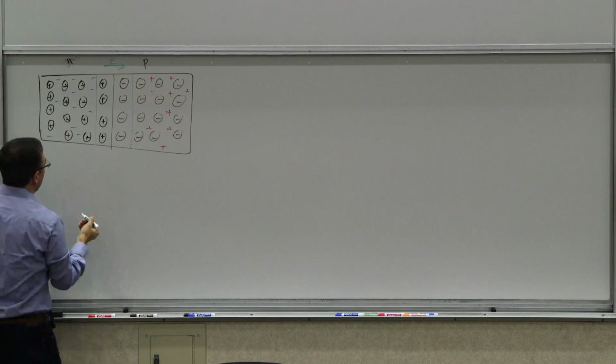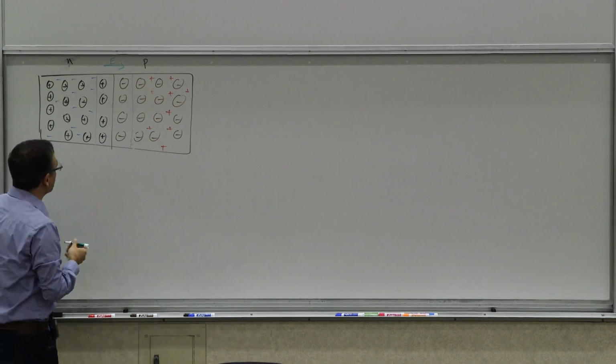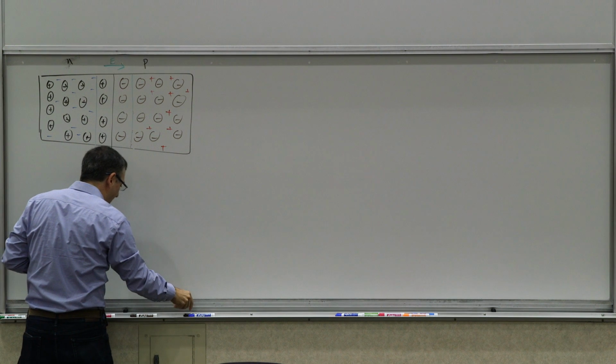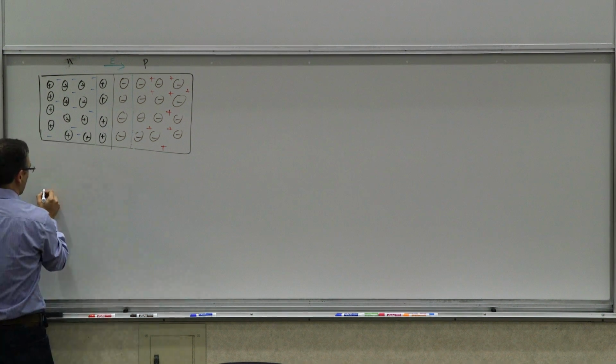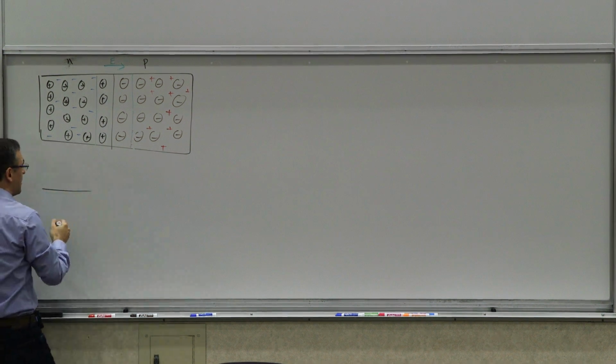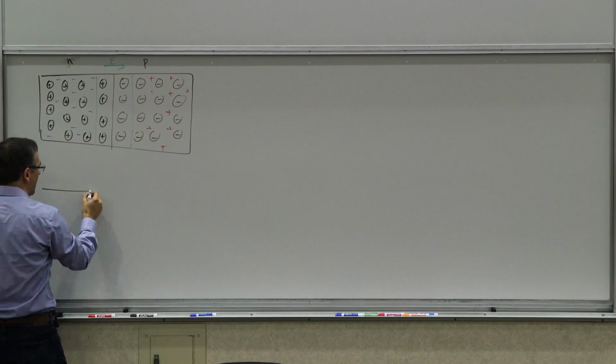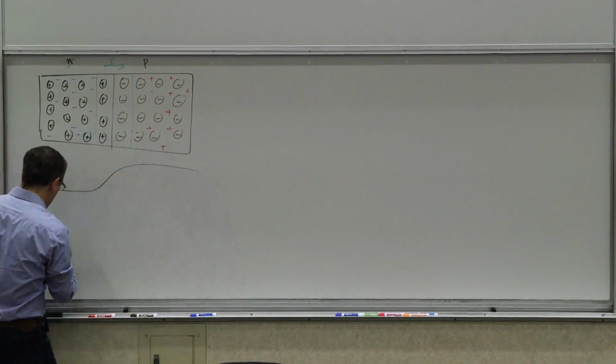And if you look at the energy band diagram of something like this, what you have is an n-type on this side, right? So your Fermi level is closer to your conduction band. Then you have a p-type on the other side.